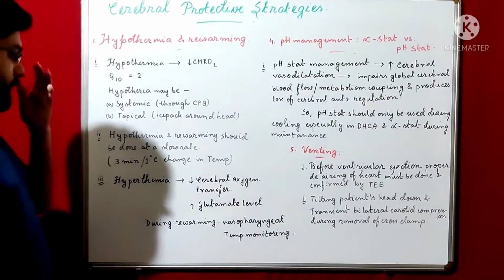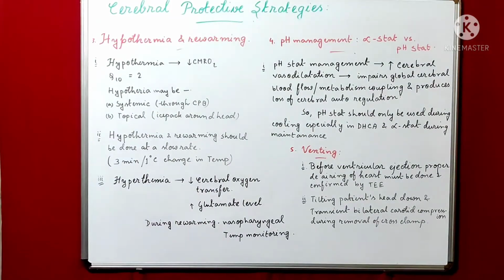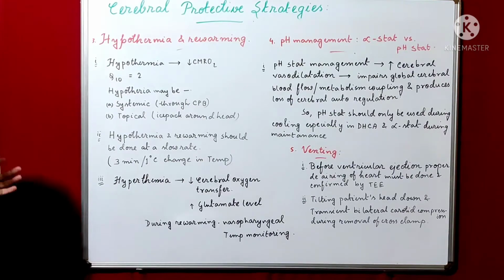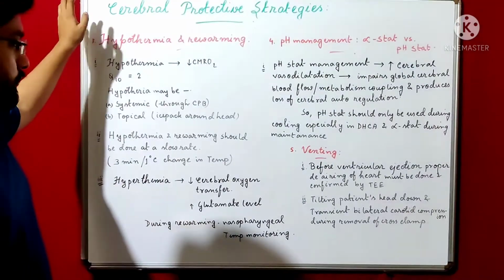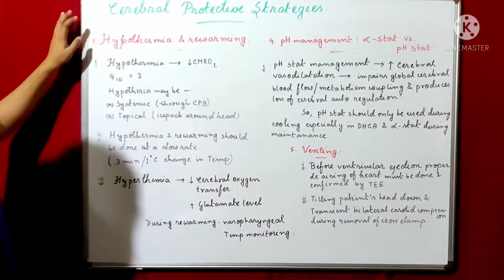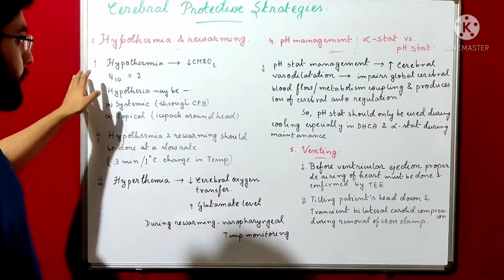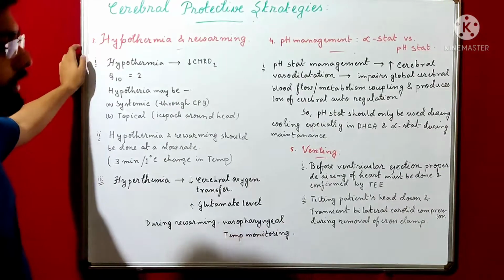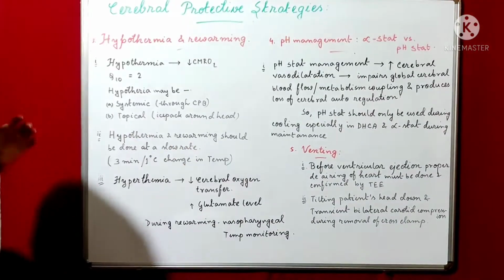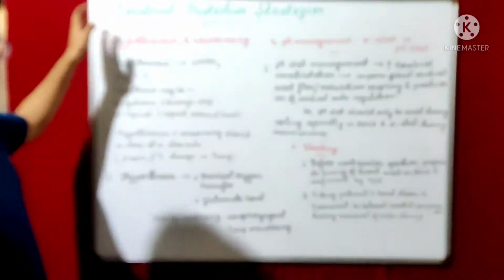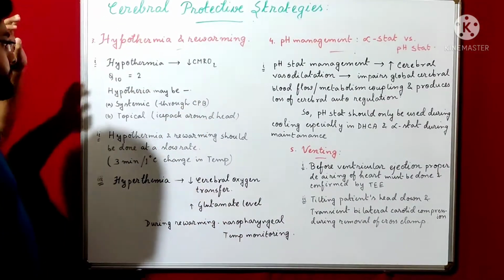Again here, one point I have discussed earlier under circuit related factors, that there must not be a temperature gradient of more than 10 degrees centigrade between arterial inflow and patient outflow. That point, please write down under the heading hypothermia and rewarming. By mistake I discussed it in the heading of circuit related factors.